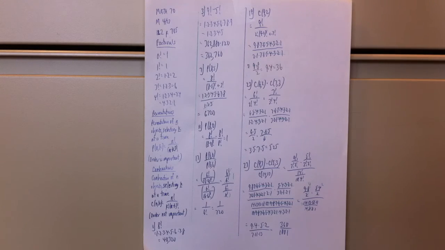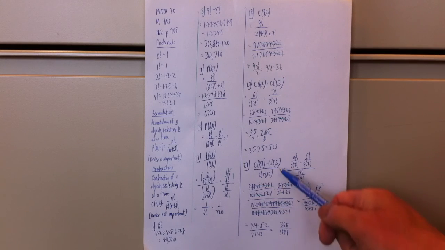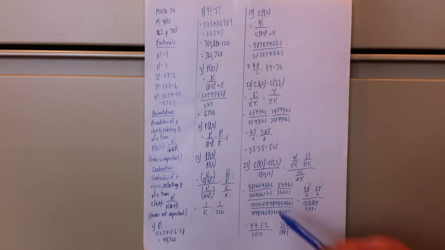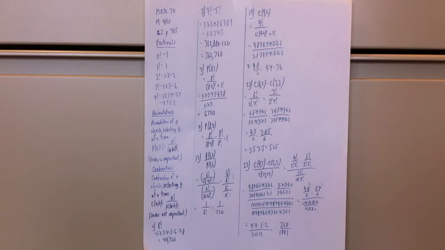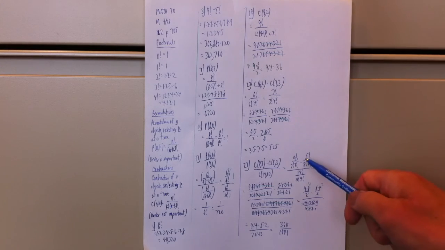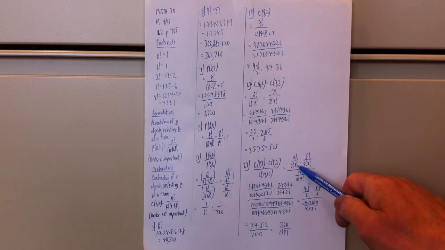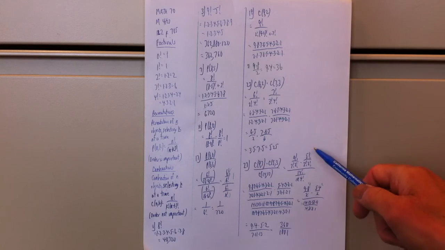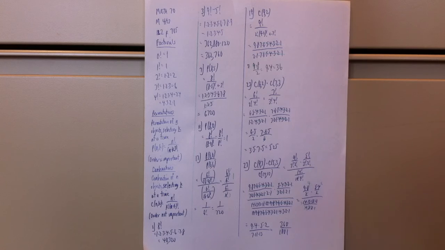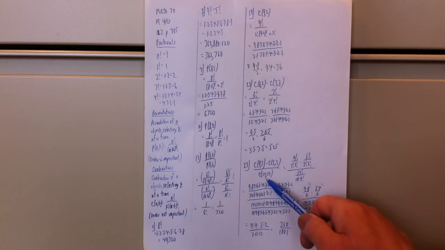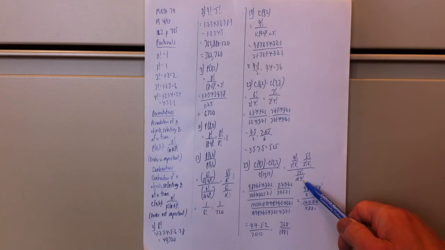Then for 27, C97 times C53 divided by C1410. So this is 9 factorial over 7 factorial 2 factorial, 5 factorial over 3 factorial 2 factorial, by formula it's 5 minus 3, 14 factorial over 10 factorial 4 factorial.